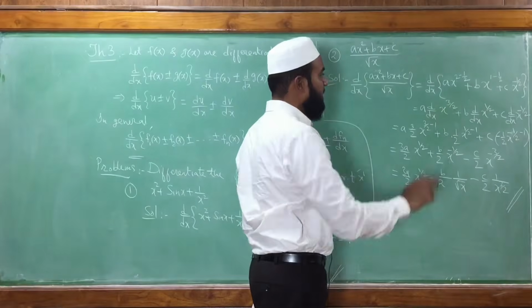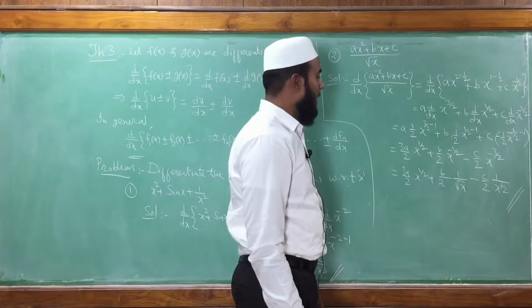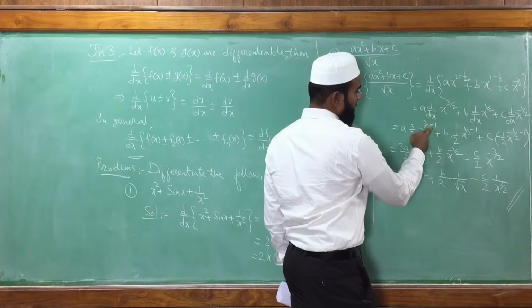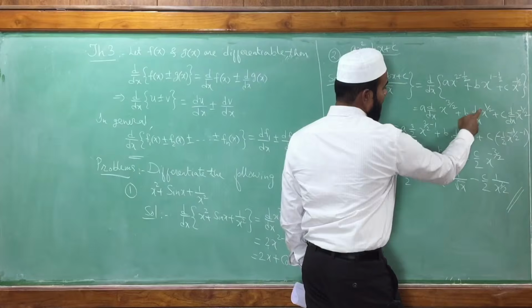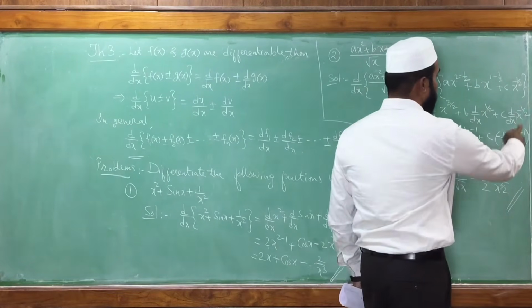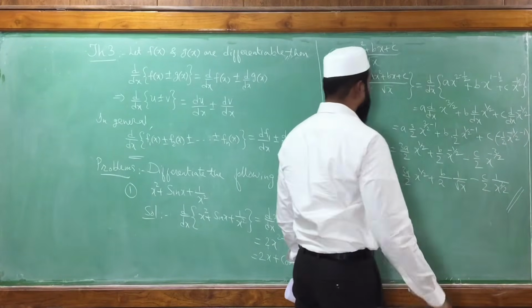Then we have to differentiate this by using the formula, derivative of x power n is n into x power n minus 1. We have to use that formula. The same thing here: 1 by 2 into x power 1 by 2 minus 1. Same thing, minus 1 by 2 into x power minus 1 by 2 minus 1. Right? Now what will happen?